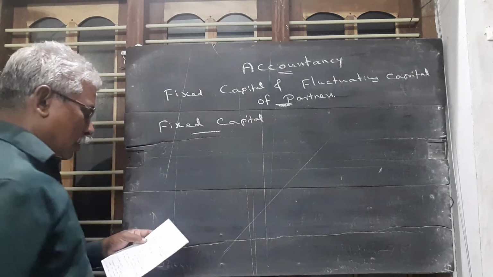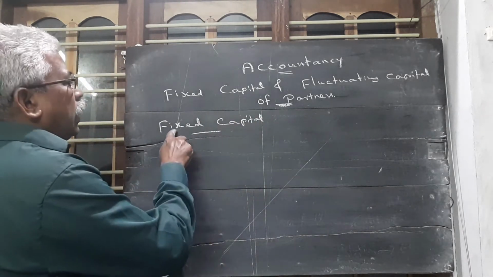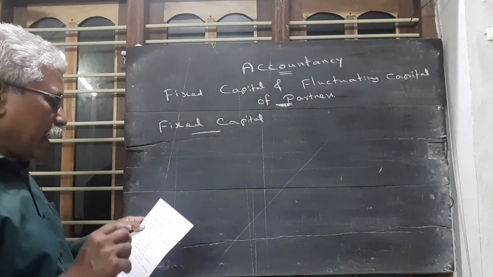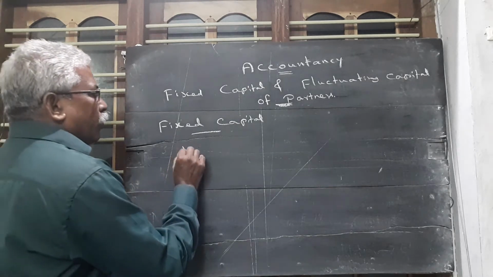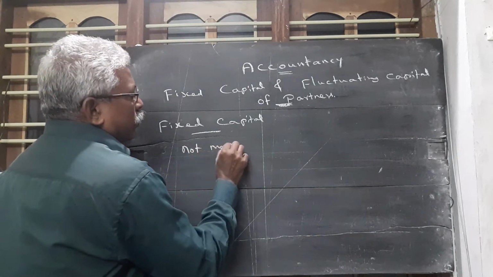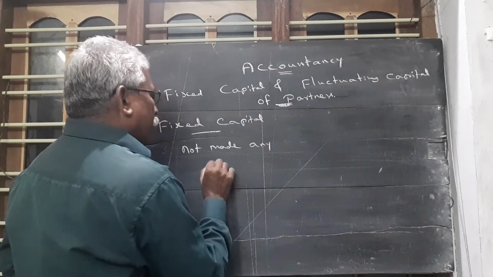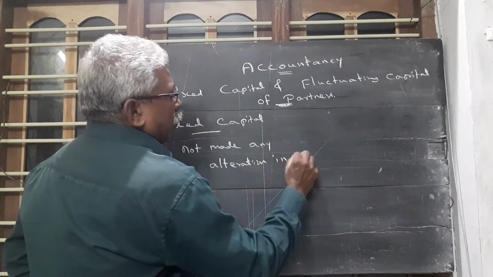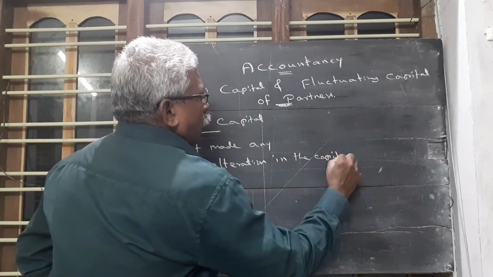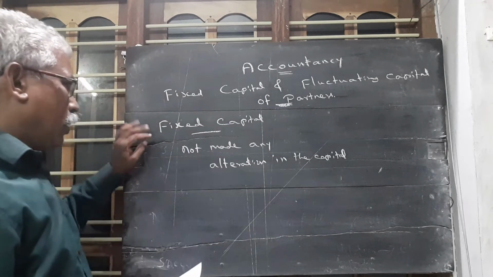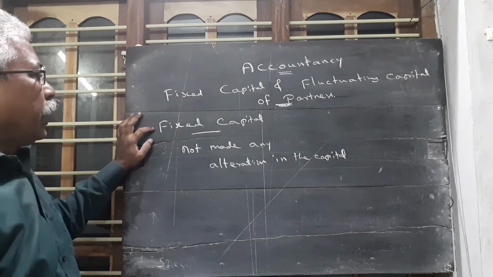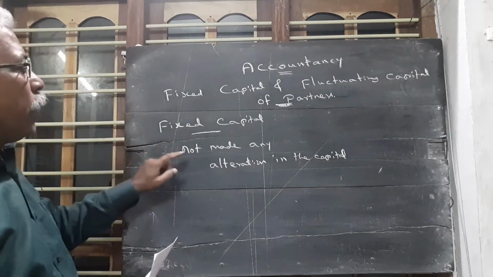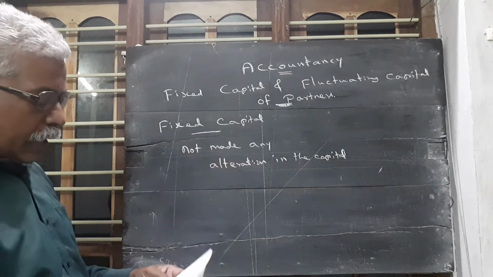Fixed capital. Under the fixed capital method, the partners do not make any alteration in the capital. Not making any alteration in the capital is called the fixed capital method. Fixed capital method of maintaining the accounts means the partners do not make any alteration in the capital.